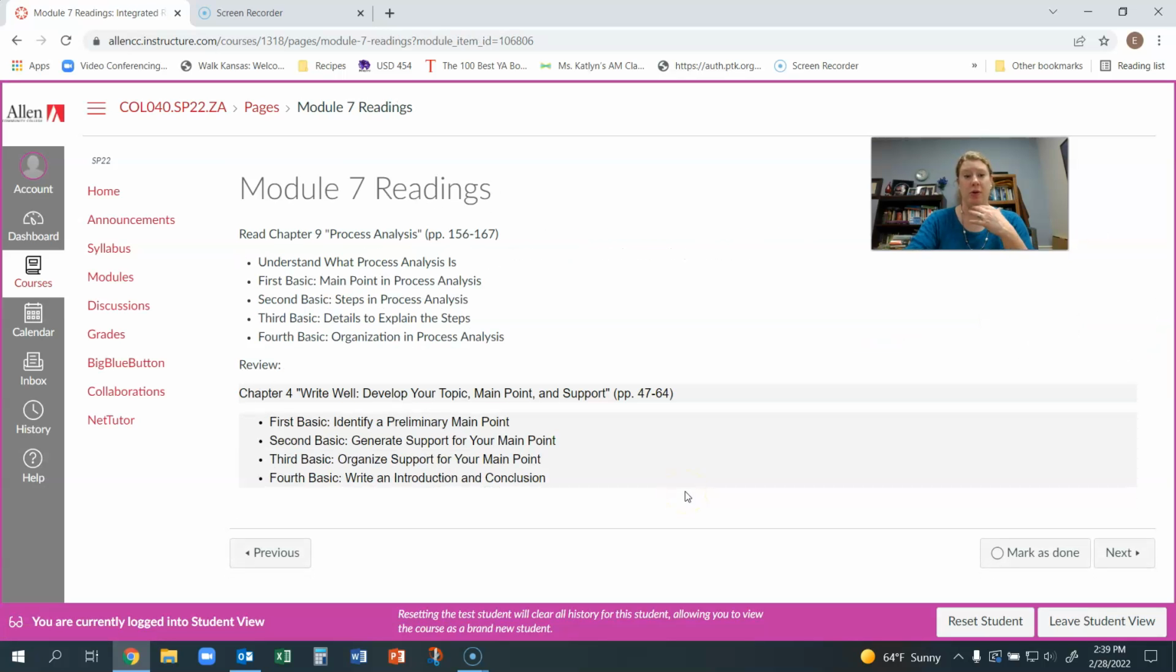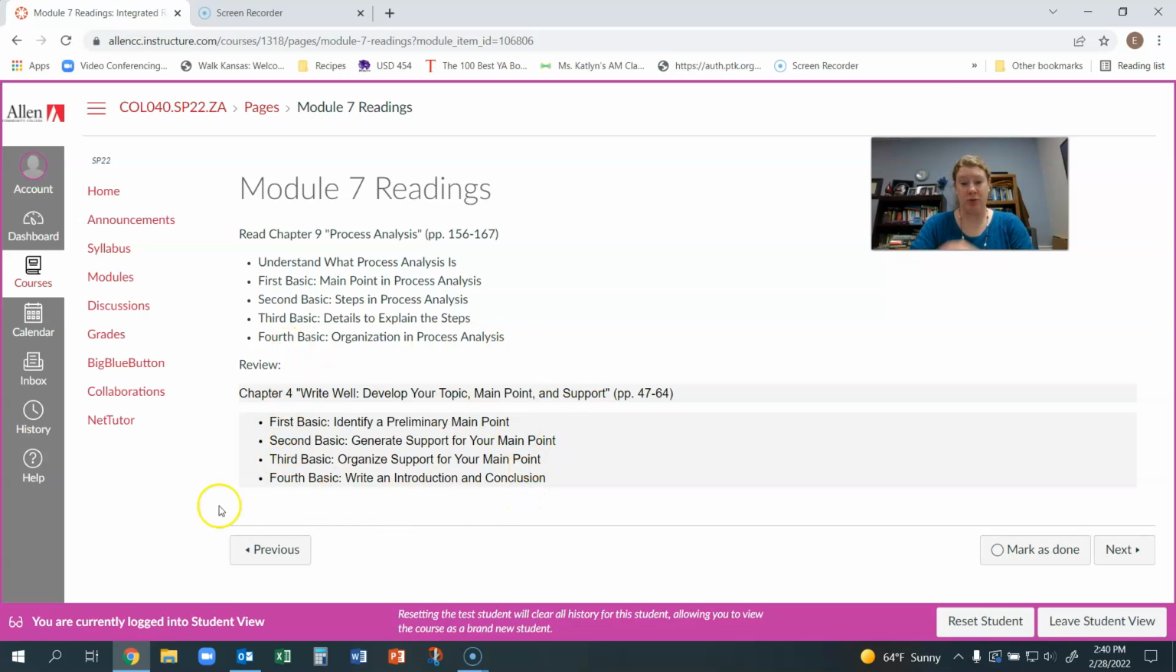Obviously there's the overview. The readings are the process analysis, which is the section that talks about how to write a process analysis. It's important to emphasize the fact that you're writing a process analysis and not a set of instructions. In the chapter it talks a little bit about both, but the emphasis is on the analysis of a process.